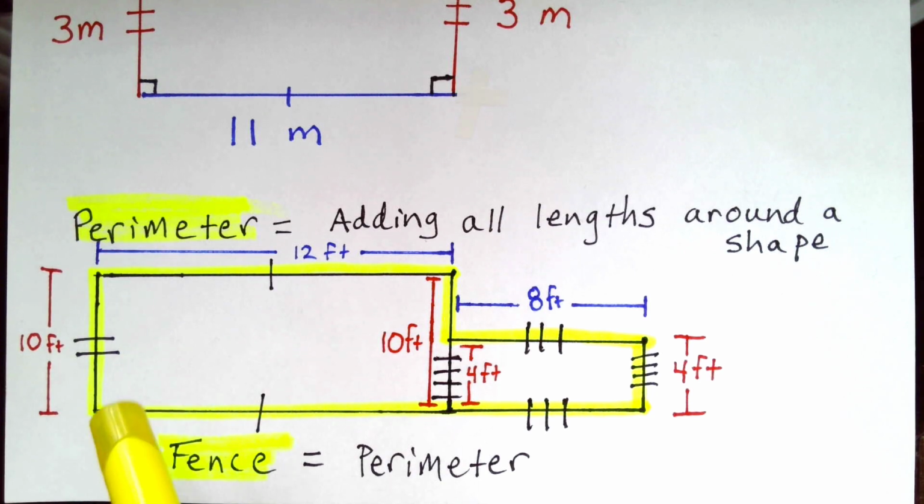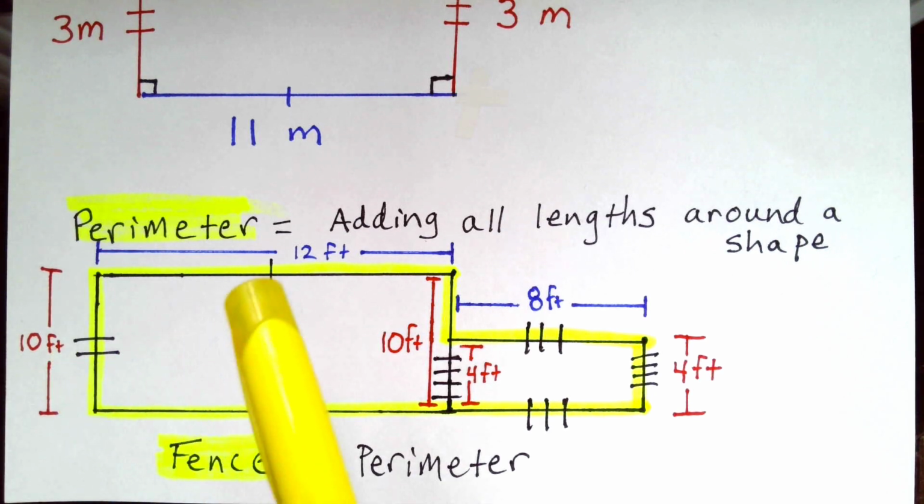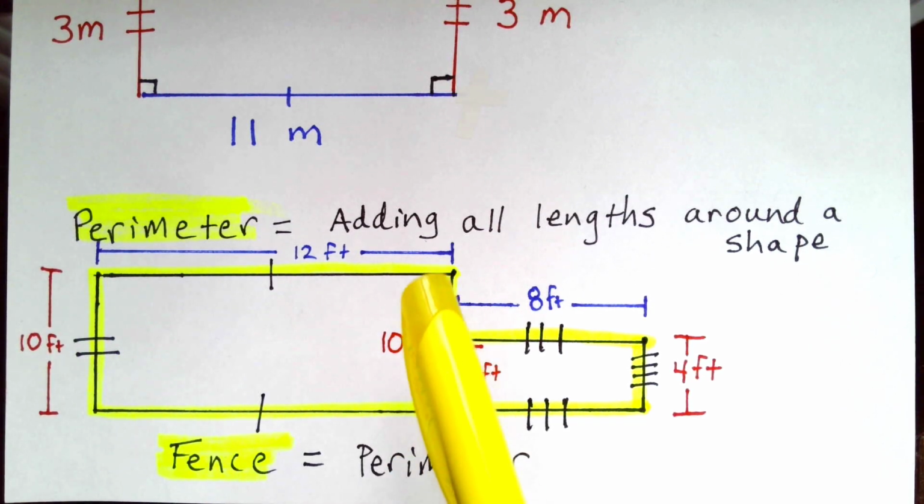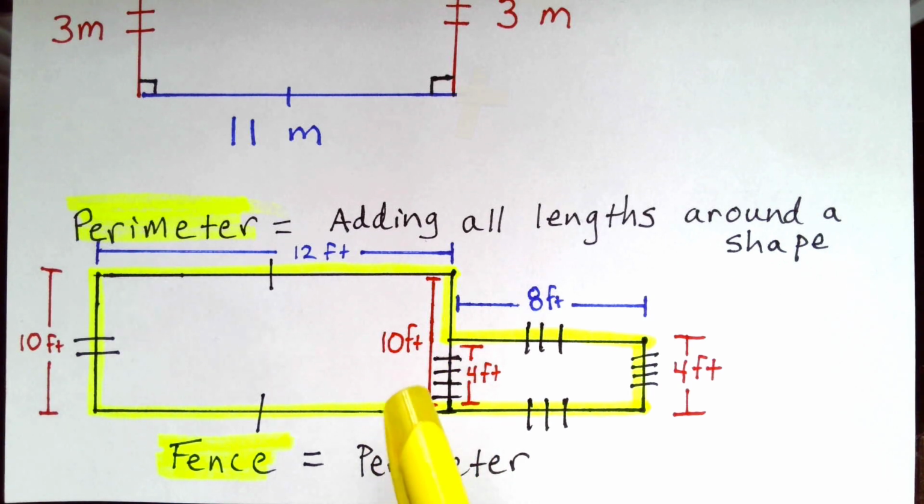We have this side is also given 10 feet. And remember, sides opposite are equal. So that makes this side also 12 feet. And if this is 10 feet, from top to bottom is also 10 feet.